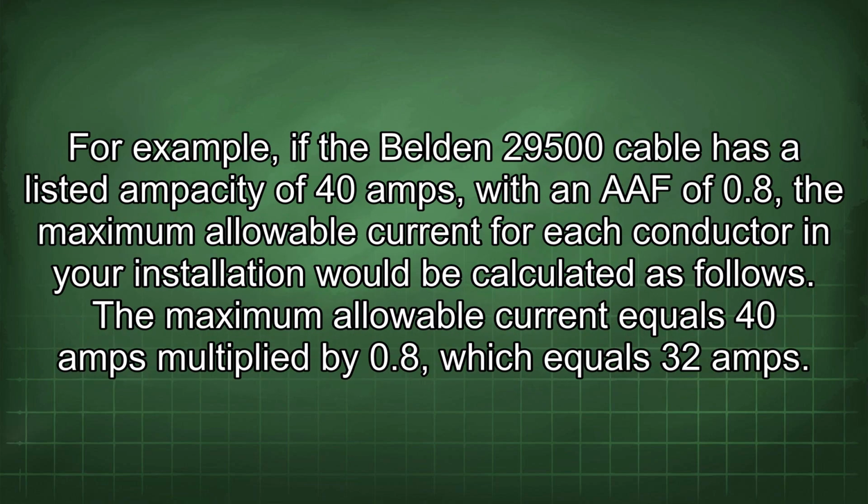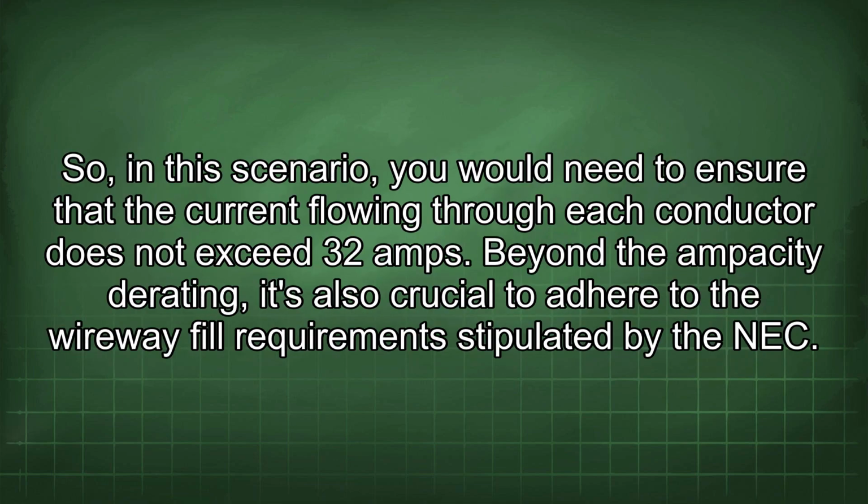For example, if the Belden 29500 cable has a listed ampacity of 40 amps with an AF of 0.8, the maximum allowable current for each conductor in your installation would be calculated as follows. The maximum allowable current equals 40 amps multiplied by 0.8, which equals 32 amps. So, in this scenario, you would need to ensure that the current flowing through each conductor does not exceed 32 amps. Beyond the ampacity derating, it's also crucial to adhere to the Wireway fill requirements stipulated by the NEC.